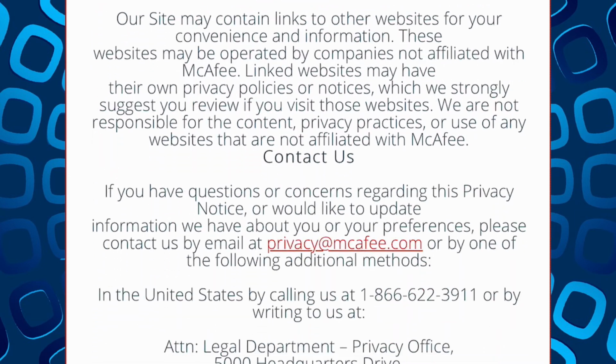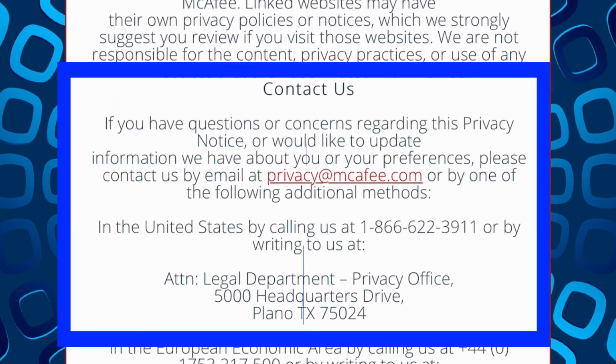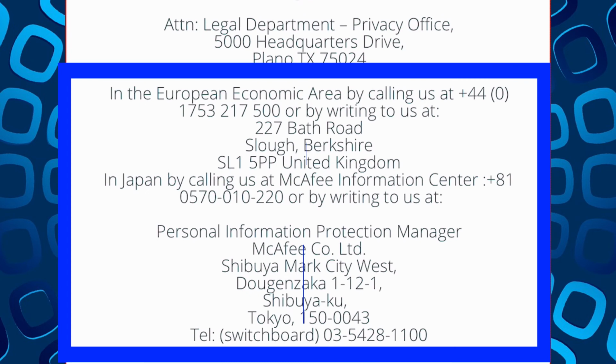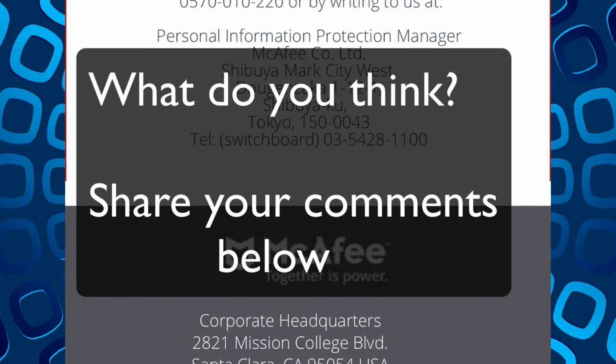Talk about links to other websites, and they have a few contact places, including Attention Legal Department, Privacy Office, 5000 Headquarters Drive, Plano, Texas. And they also have addresses in the United Kingdom or in Tokyo. So this has given you an overview of the actual privacy policies of McAfee.